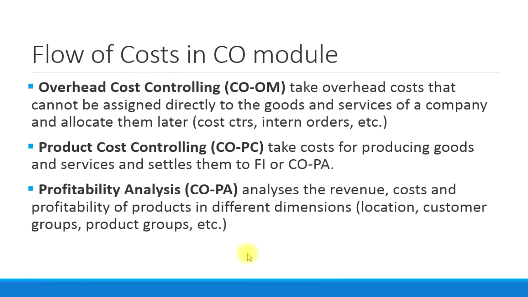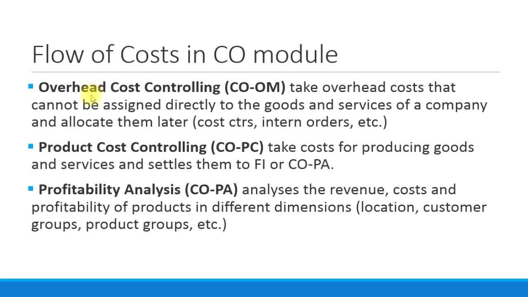Now let's look at how costs flow within the CO module. In our earlier slide, we looked at how costs flow to the CO module. Now let's see how it actually flows within the CO module. You can easily break down this into 3 different categories: overhead cost controlling, that is COOM, product cost controlling, which is COPC, and profitability analysis, which is COPA.